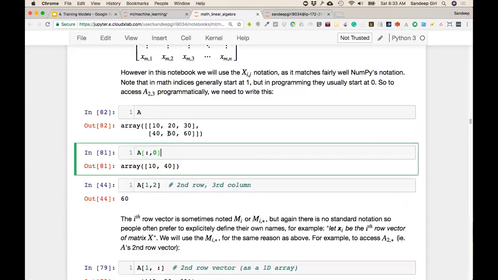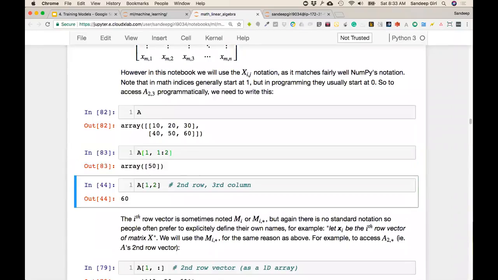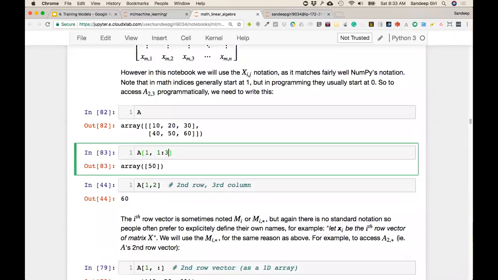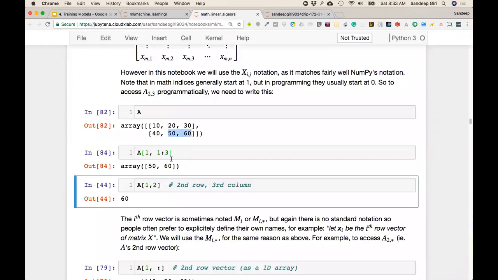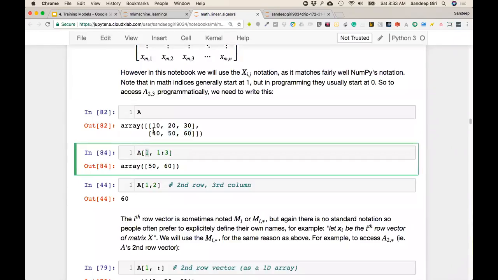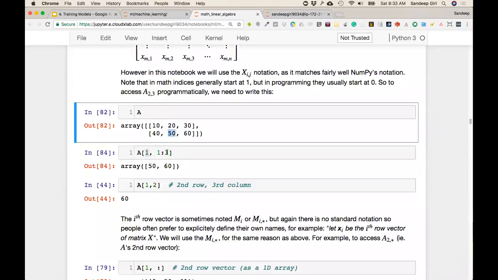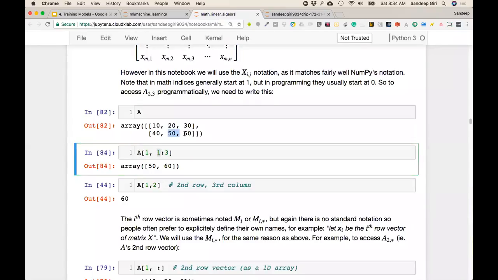Now, if you want to say, give me the first row and 1:2, all right, now here you can see that I wanted these two elements. What I've said is, give me the first row. If I ask for the 0th row, it will give me this one. First row, and elements starting at the first index but lesser than the second index. So this is how I could access it.